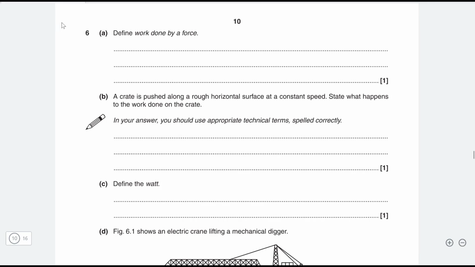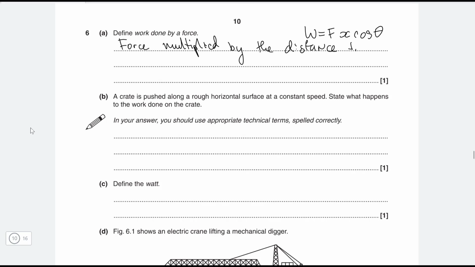Okay, next one, which is question 6 from the paper, which I've linked in the description of this video. Define work done by a force. Remember, the equation for work done is force times distance times cosine, so it's Fx cos theta. We can define this using words as the force multiplied by the distance traveled in the direction of the force.